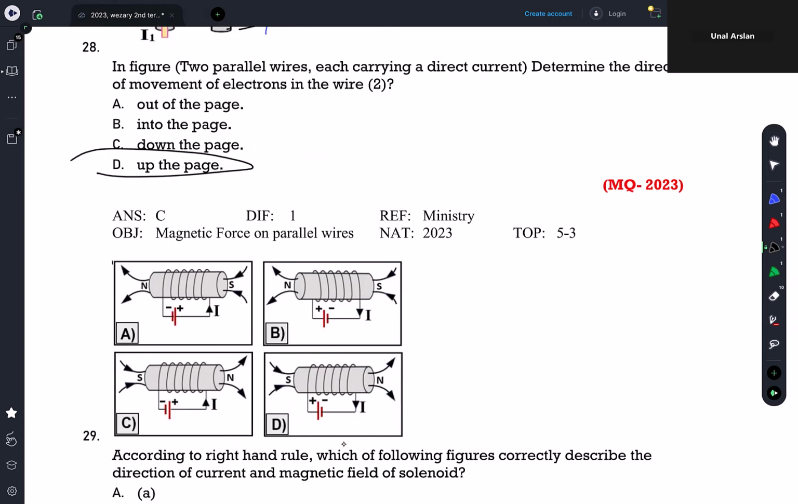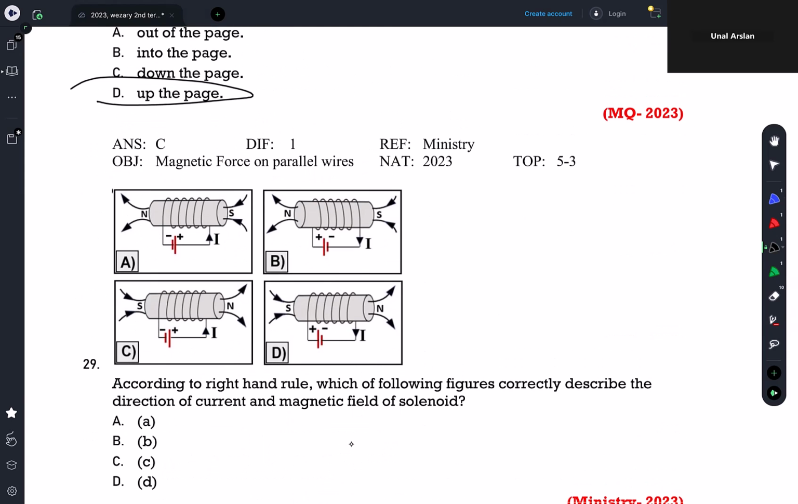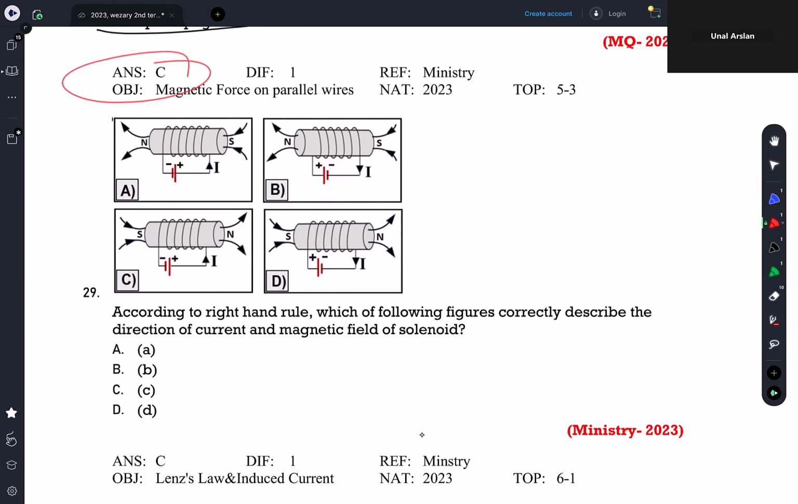Okay, question number 29. I think that must be corrected for this one. According to the right-hand rule, which of the following figures correctly describes the direction of the current for the magnetic field? You are going to check them one by one. So let's do A. Electric current goes from back up and front down, back up, front down.